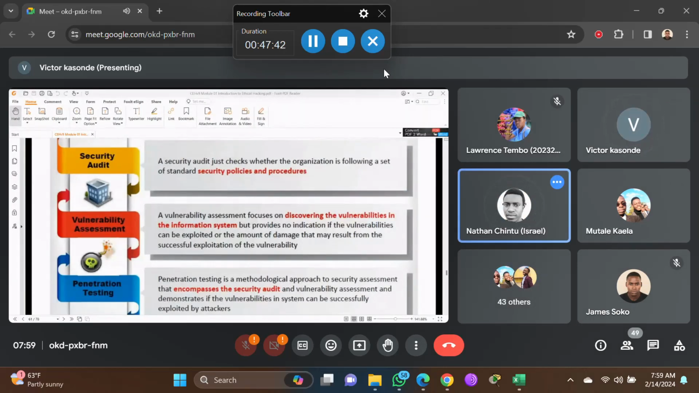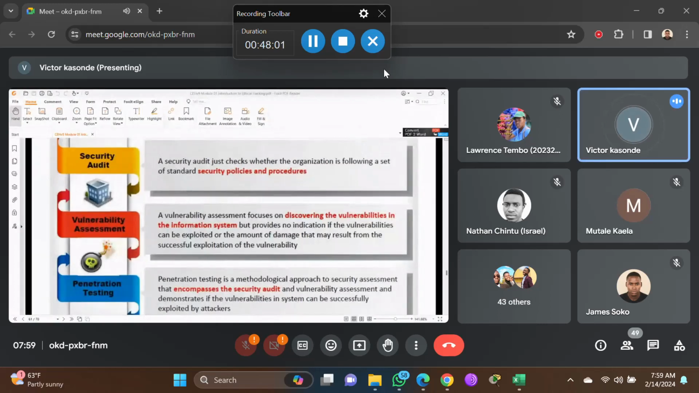Sir, yes, I have a question. What happens if you discover a vulnerability in the system, and the software and the equipment you have are not able to patch the vulnerabilities in the system? What do you do? You tell the authority to buy.